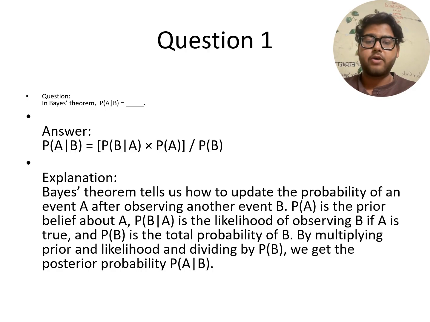So in question number 1, in Bayes theorem, probability of A given B is equal to... The answer is probability of A given B is equal to probability of B given A times probability of A, divided by probability of B.